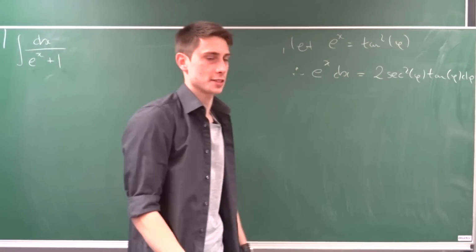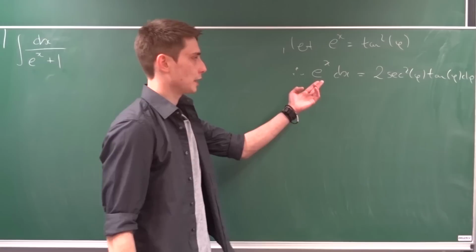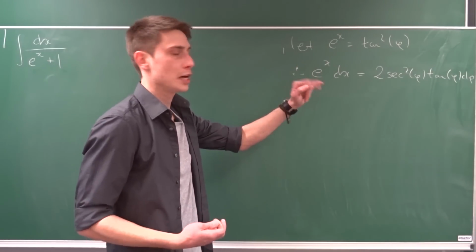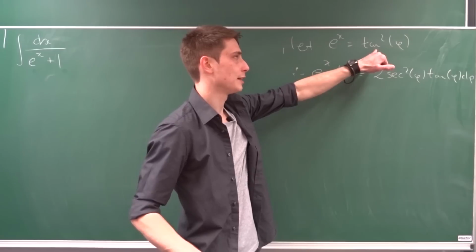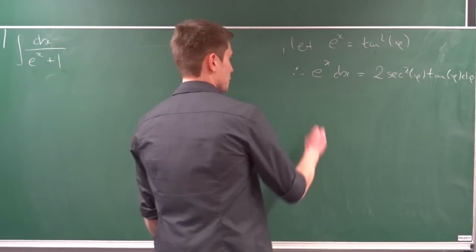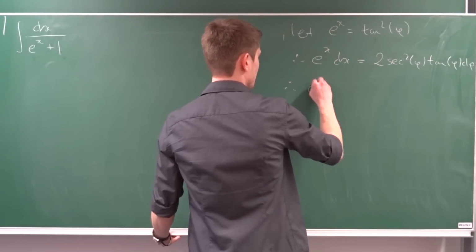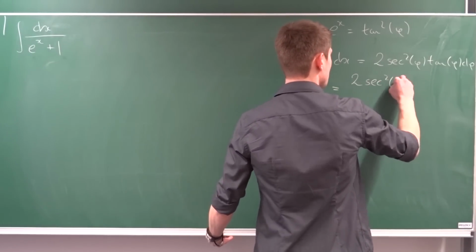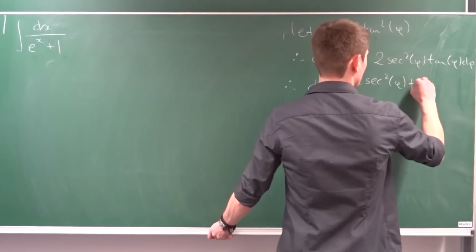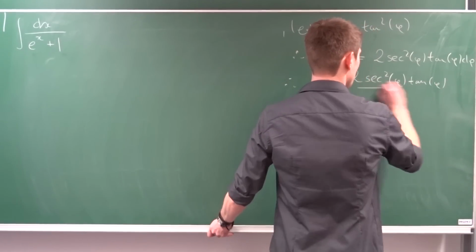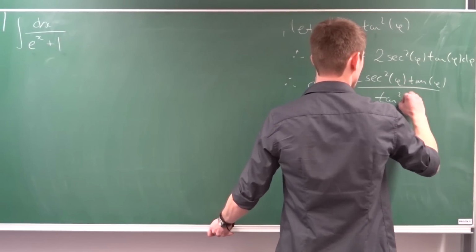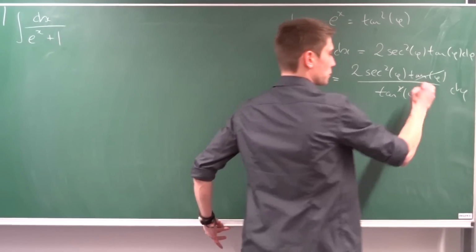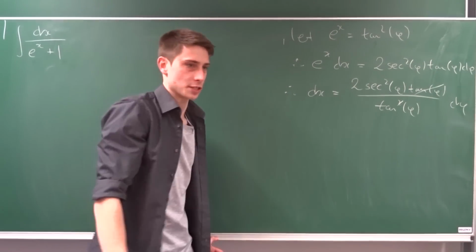We are defying the system of mathematics once again. And now we can divide both sides by e to the x because it's not equal to 0. And remember, e to the x is nothing else than tangent squared of phi. So what do we end up with? dx is nothing else than 2 times secant squared of phi tangent of phi over tangent squared of phi d phi. And well, this and that we cancel out, and that's our final expression for dx.